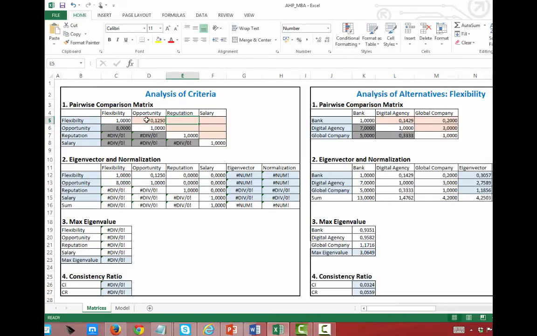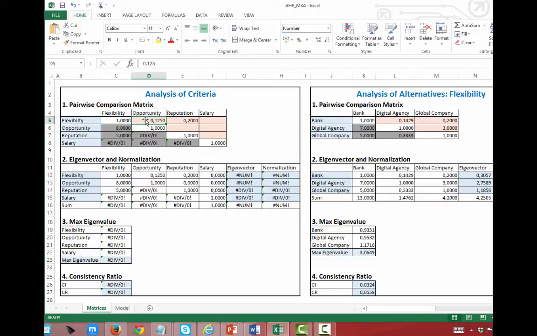The next comparison in the chart is flexibility and reputation, and I decided that reputation is more important with an intensity of 5, so I write 1 over 5 here. As you can see, the cells in gray are automatically completed with the opposite value. So if opportunity is more important than flexibility by an intensity of 8, then the opposite cell is equal as 1 over 8, which is 0.125. This makes our chart a reciprocal matrix.